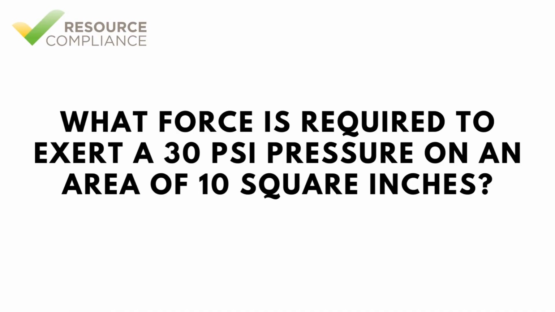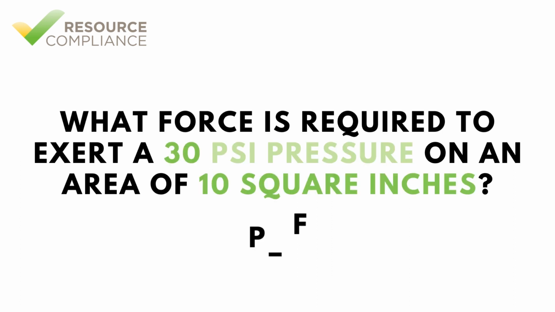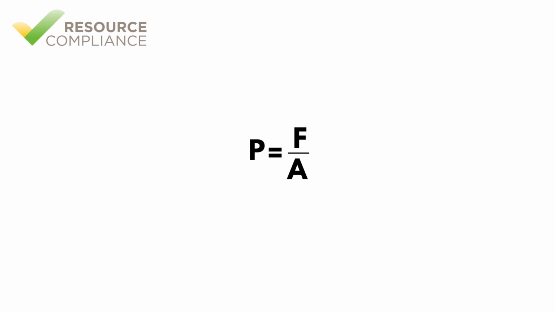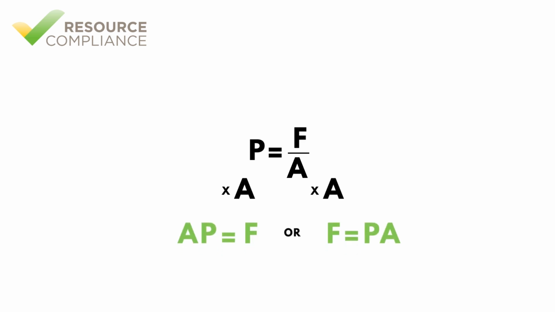What force is required to exert a 30 psi pressure on an area of 10 square inches? In this problem, we are given the pressure and area and asked to find the force. Let's rearrange the equation to solve for force. To isolate F, we will multiply both sides of the equation by the area, A. Now we can see that force equals pressure times area.